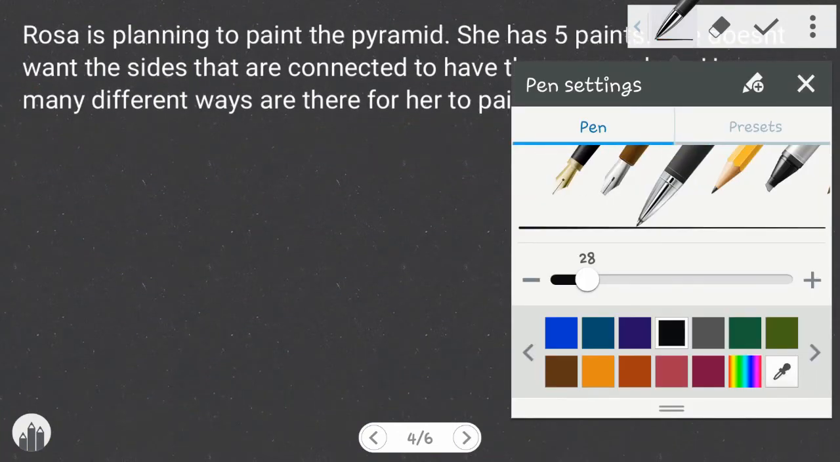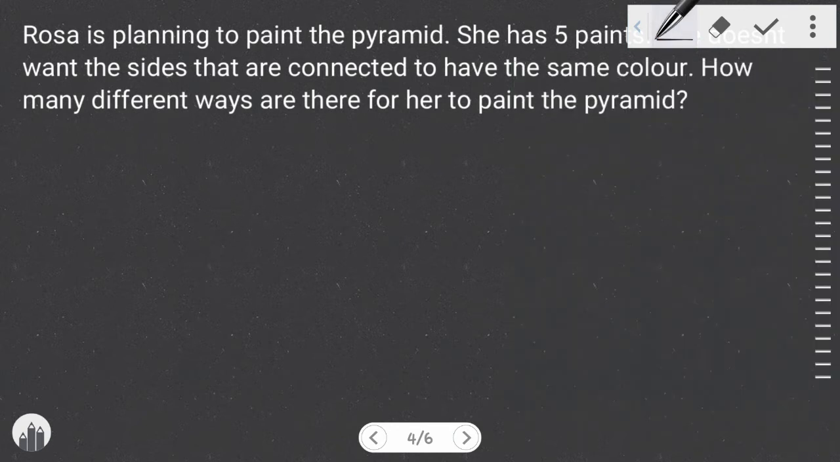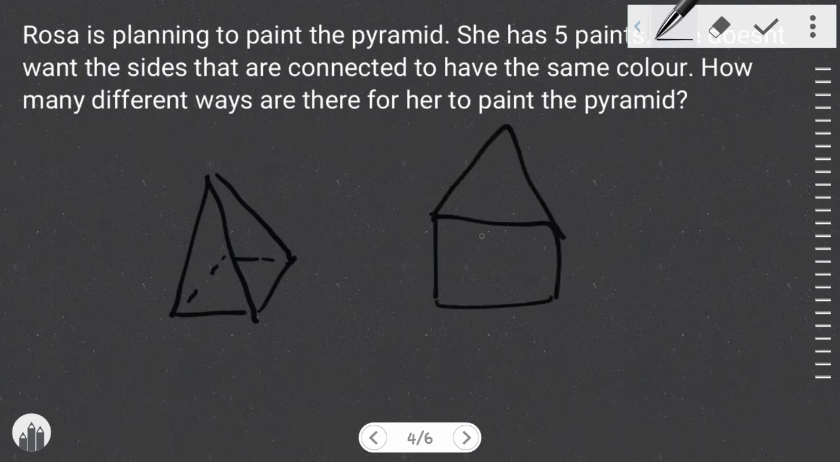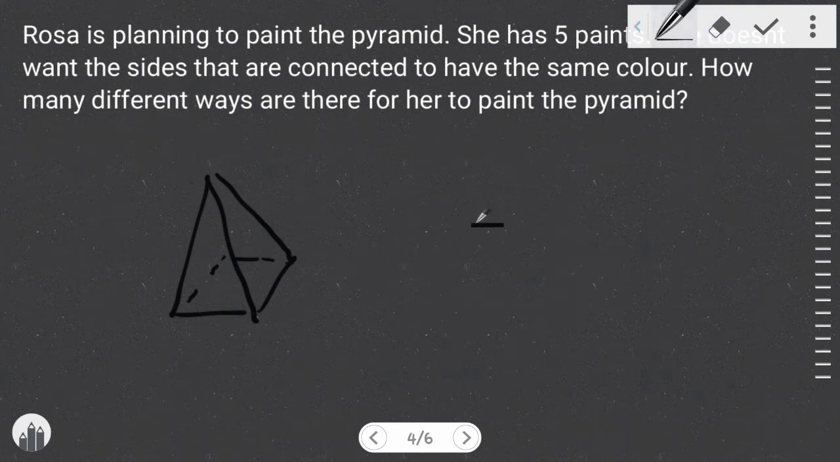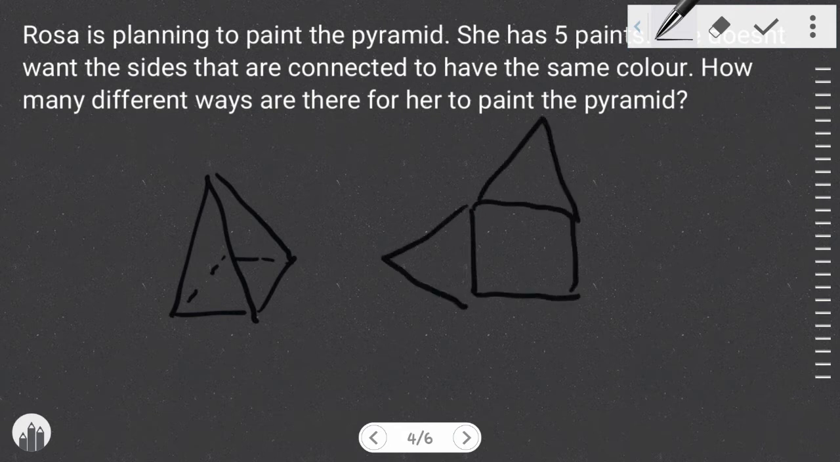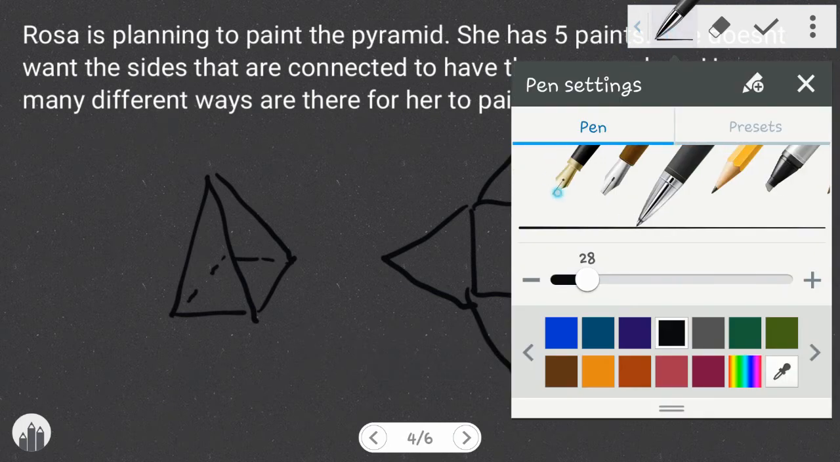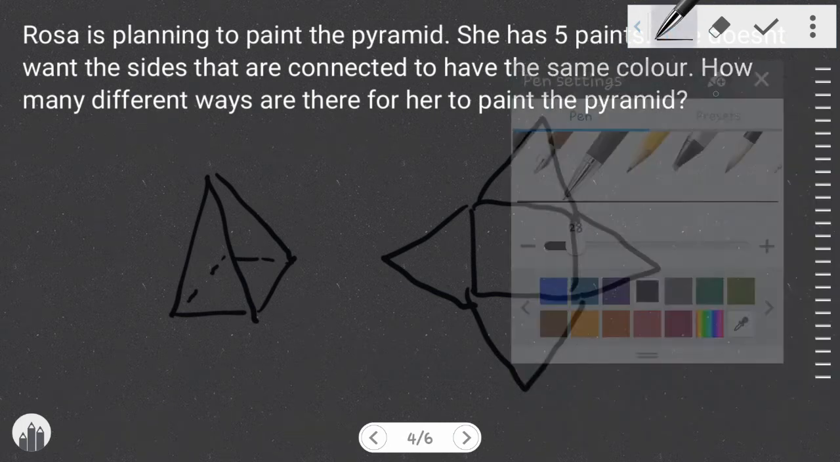So let's draw this into a diagram. We have a pyramid here. And if we see this in a flat diagram, it's going to be something like this. This should be more even here. Okay, let me draw this in a better version. Should be right about here. All triangles on the same side. The rectangle looks like a square. Here we go. So she says she doesn't want the sides that are connected to have the same color.